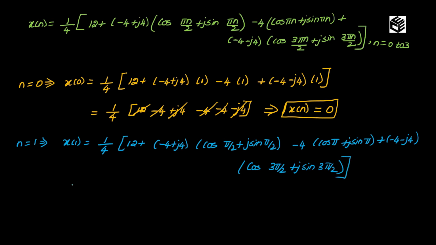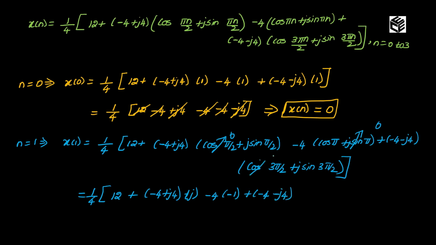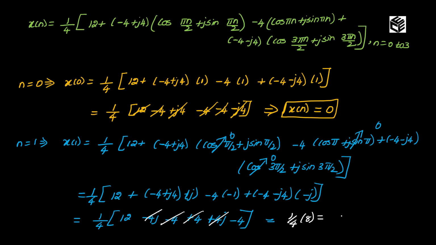Okay. Now I will get the answer as 1 by 4 into 12 plus minus 4 plus j4 into cos pi by 2, the value is 0, plus sin pi by 2 is 1, into j. Correct. So 0 plus j is j. Minus 4 cos pi, the value is minus 1, where sin pi is 0, plus minus 4 minus j4 into cos 3 pi by 2, the value is 0, and sin 3 pi by 2 the value is minus 1. So it is minus j. Okay. Now I am going to expand this. So that is 12 minus 4j minus 4 plus 4j minus 4. Correct. So this is equal to plus 4j plus 4j plus 4 minus 4. So I will get the answer as 1 by 4 into 8, that is x of 1 is equal to 2. Now I am going to apply the value of n as 2.